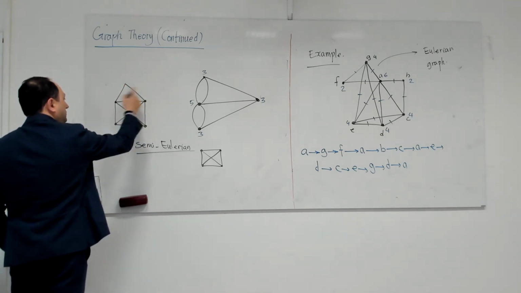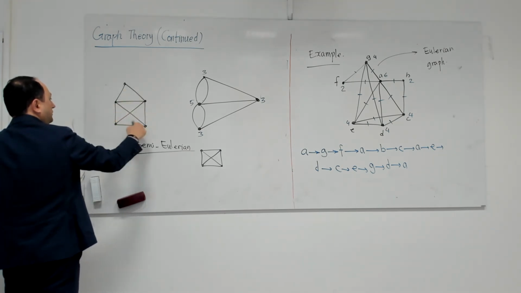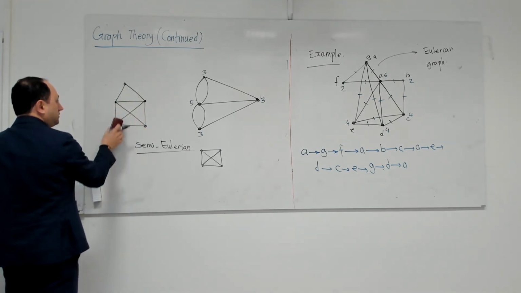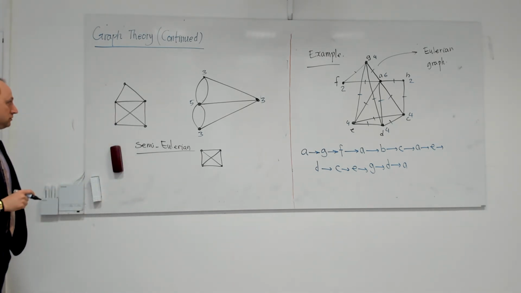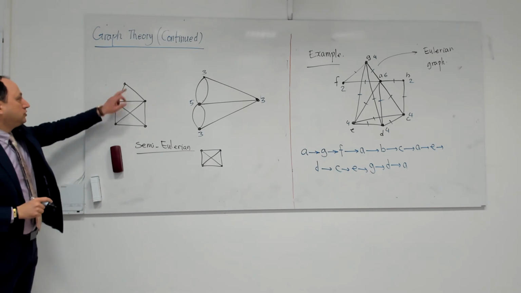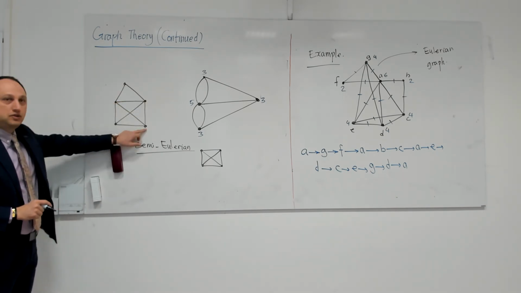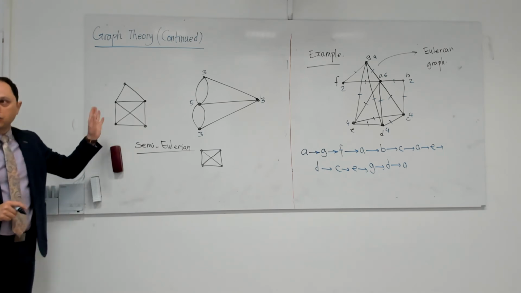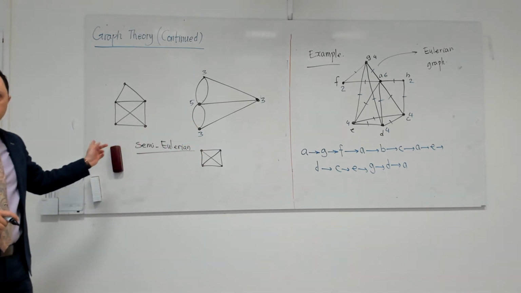So, can I draw this graph? How many vertices are there? 1, 2, 3, 4, 5. This is not a vertex. Can I draw this? Is this graph Eulerian? The degree here is 2, okay. The degree here, 1, 2, 3, 4, okay. 1, 2, 3, 4, okay. But this is 3, this is also 3. So this is not Eulerian. It is not possible to find an Eulerian circuit in that graph.